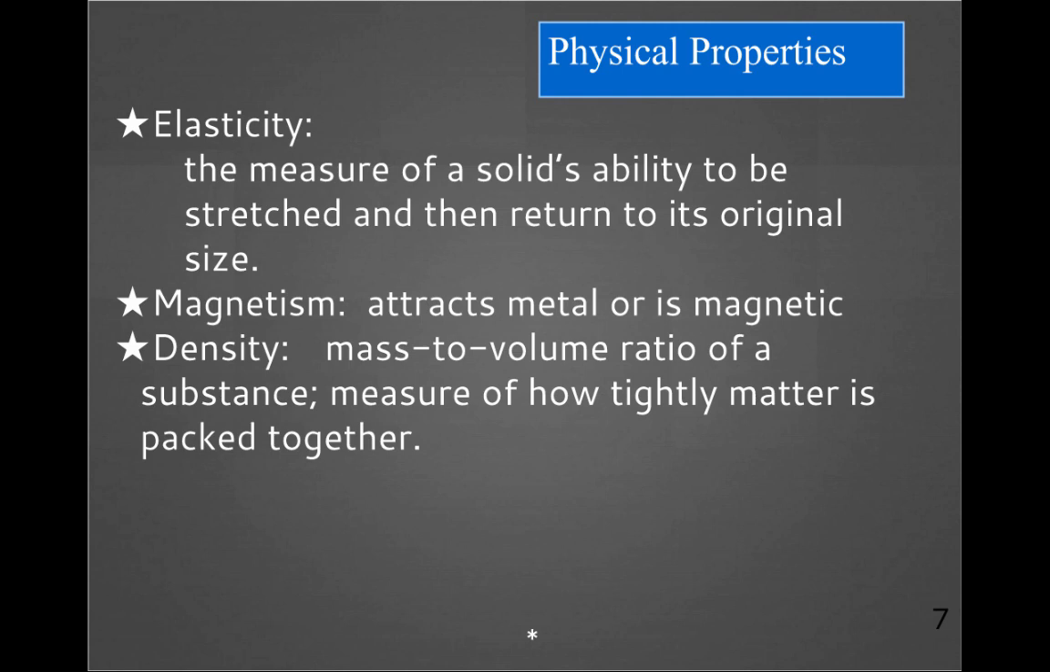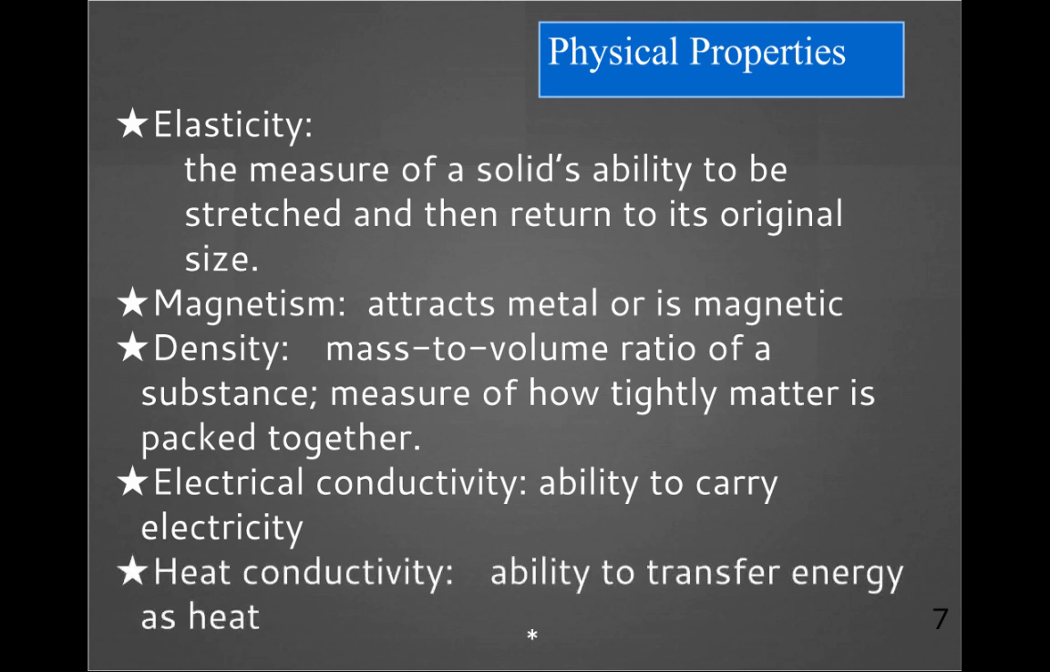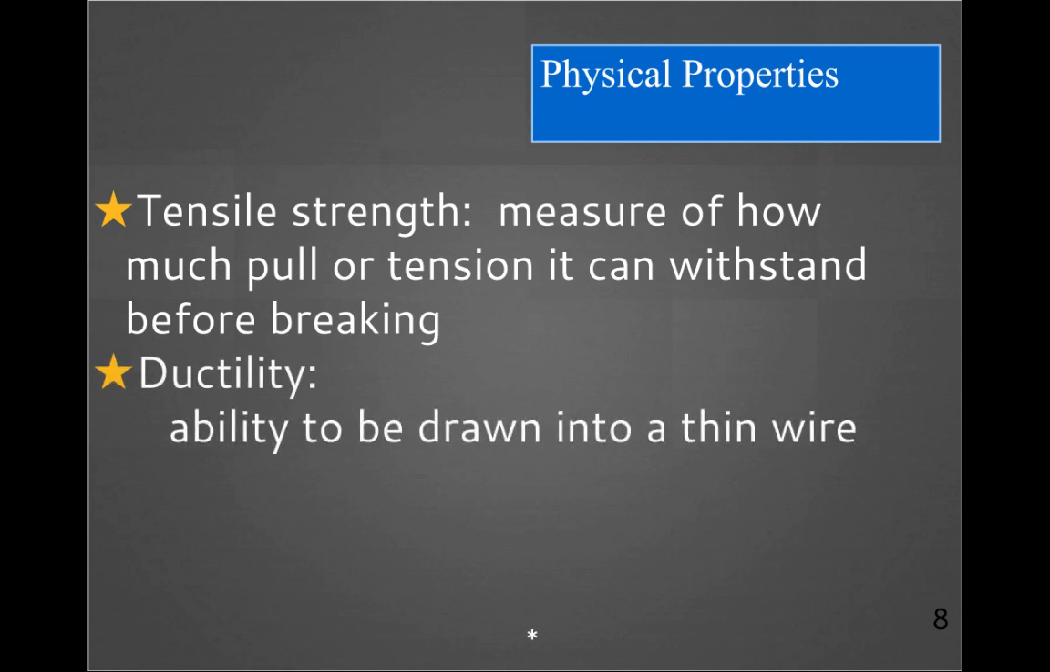Density is a mass to volume ratio of a substance. It's a measure of how tightly matter is packed together. Electrical conductivity is the ability to carry electricity. Heat conductivity is the ability to transfer energy as heat. This is why things get hot. Tensile strength is a measure of how much pull or tension something can withstand before breaking. Ductility is the ability to be drawn into a thin wire.